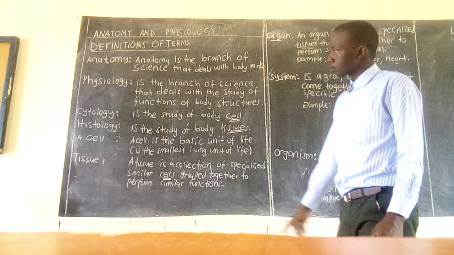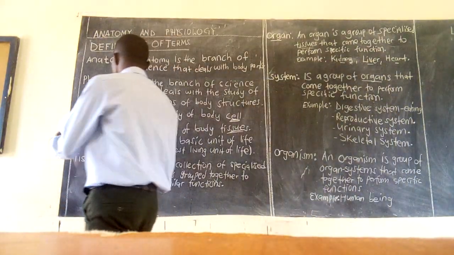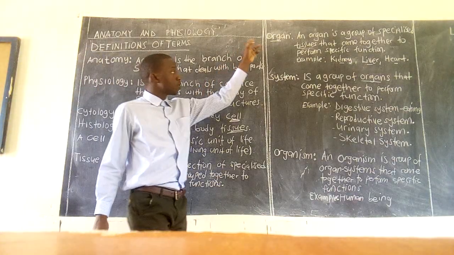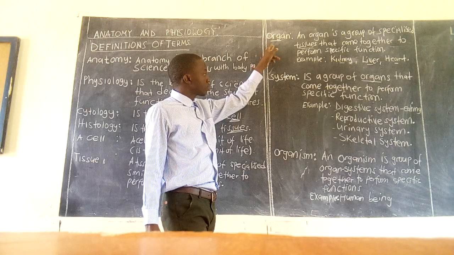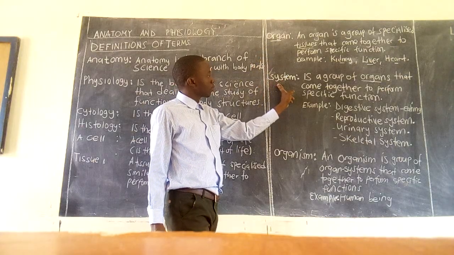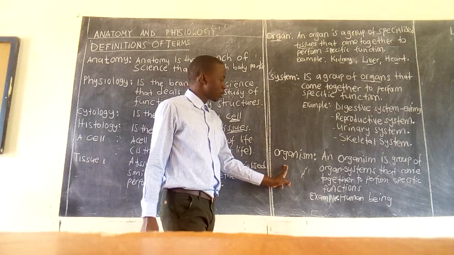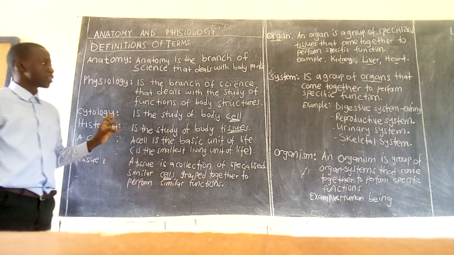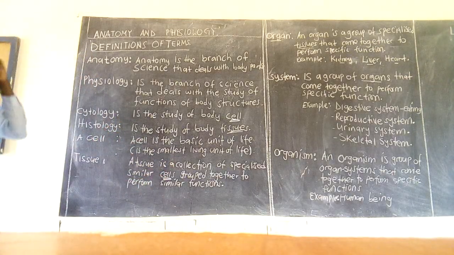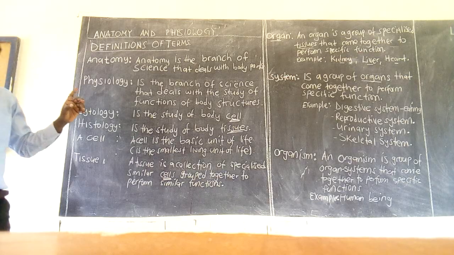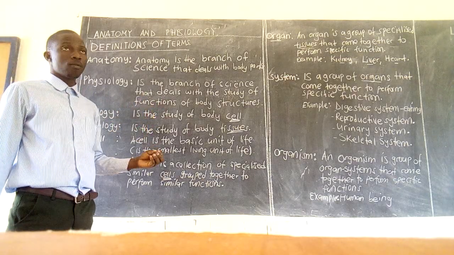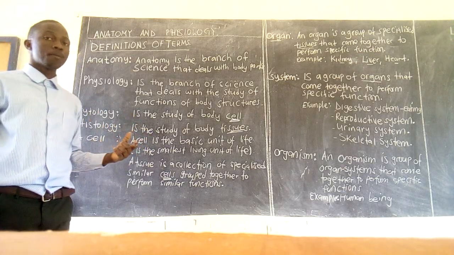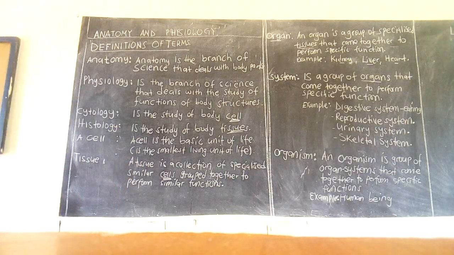So we have seen cells come together to form tissues. Tissues combine to form organs. Organs form organ systems, and organ systems form what we call an organism. Basically, those are some of the few terms. Next, we are going to be seeing the levels of organization in a structured form.